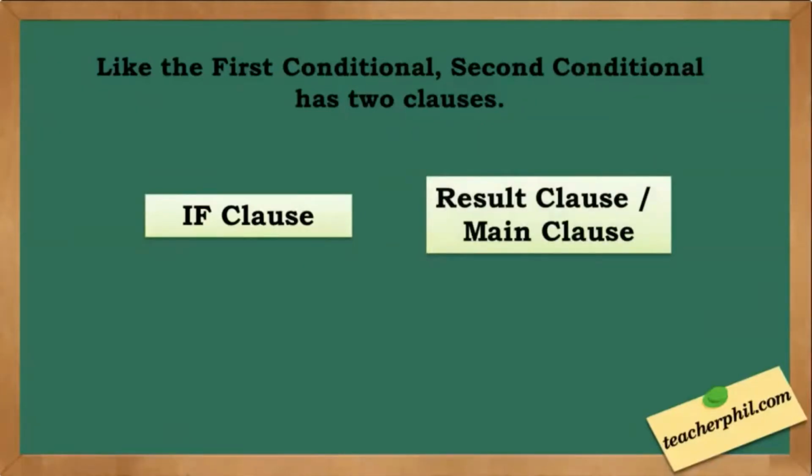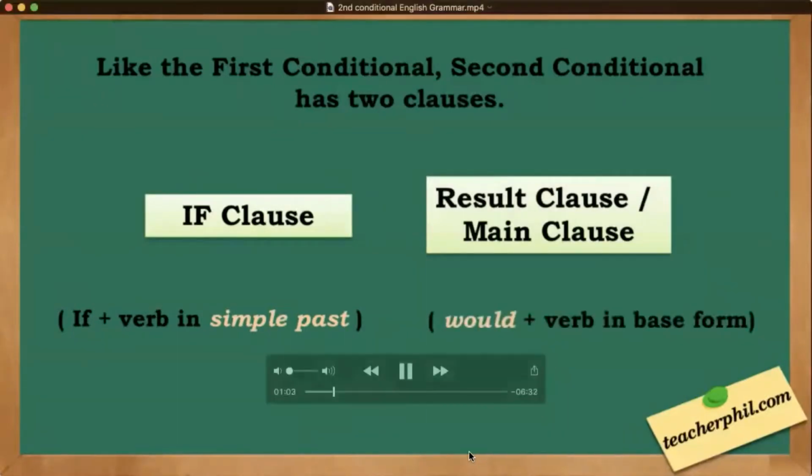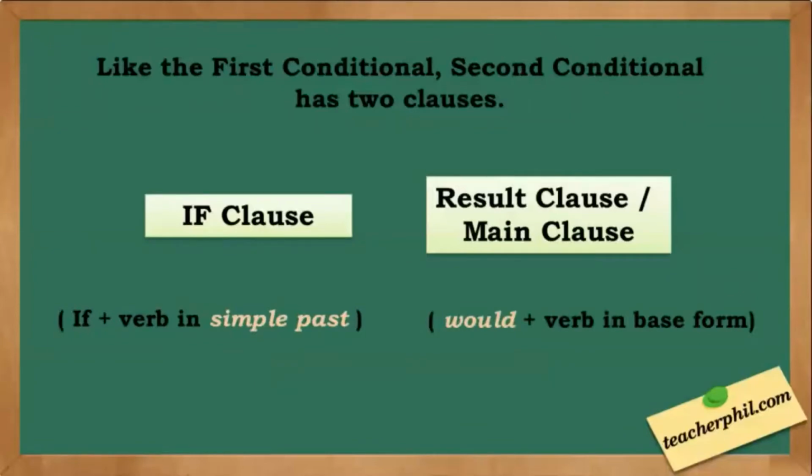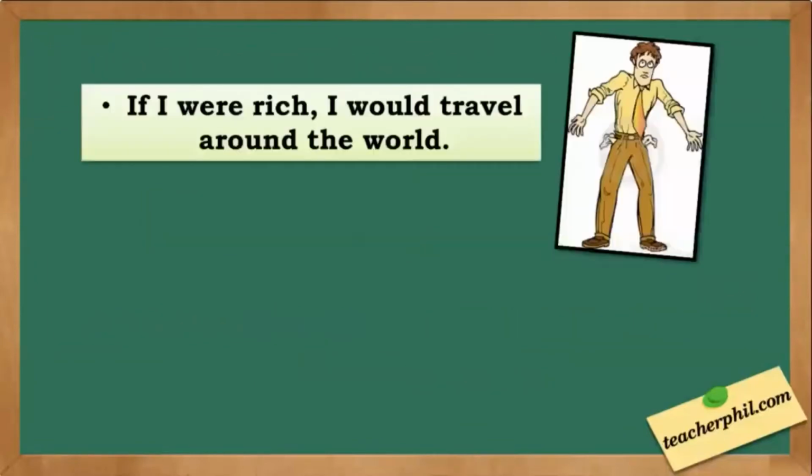If you can still remember, with the first conditional, we use present simple in the if clause. With the second conditional, we follow the pattern: if plus verb in simple past. In the result clause in the second conditional, it should be would plus the verb in the base form.